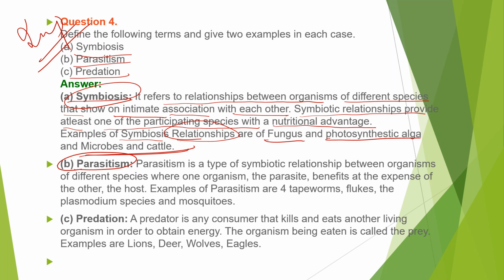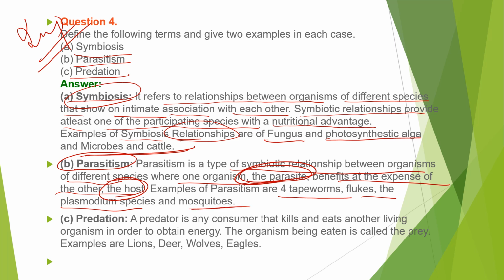Parasitism is a type of symbiotic relationship between organisms of different species where one organism, that is the parasite, benefits at the expense of the other, that is the host. Examples of parasitism are tapeworms, flukes, Plasmodium species and mosquitoes. Okay, so they are depending on the host for their benefit, but they are harming the host. So it's not a mutual benefit kind of thing like symbiosis. It is harming the host and it is gaining its own benefit. So it is parasitism.